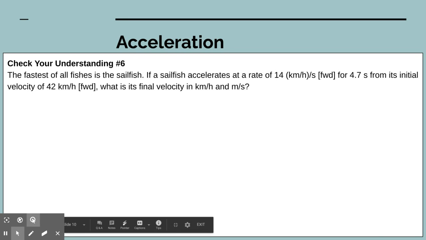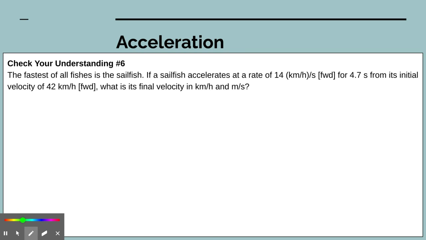Now we're talking about sailfish. The fastest of all fishes is the sailfish. If this fish accelerates at a rate of 14 kilometers per hour per second forward for 4.7 seconds from its initial velocity of 42 kilometers per hour forward, what is its final velocity, in both kilometers per hour and also meters per second? We're going to start out with kilometers per hour, because that's just a bit easier to deal with right now, since everything is in kilometers per hour.